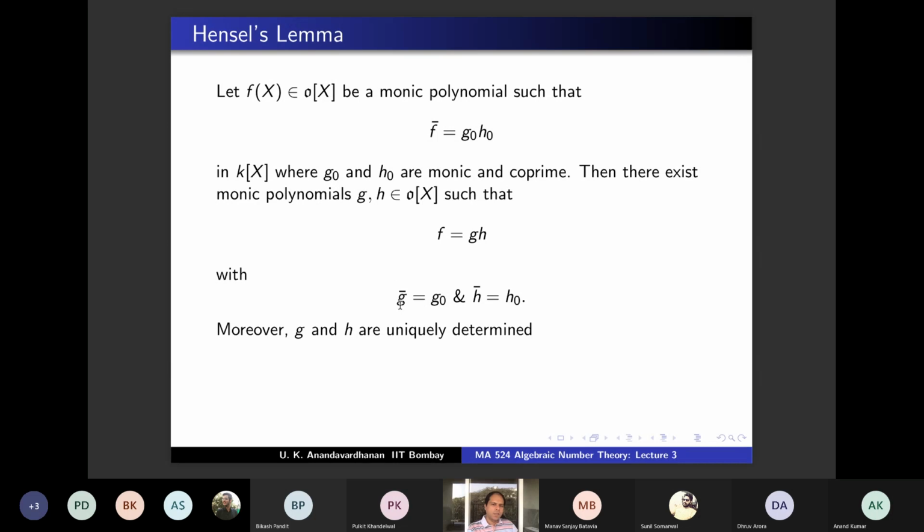Okay, so sometimes this is useful. So if you have a factorization after reduction modulo M, then you have a factorization here. Moreover, you have some control on the factorization. You have G bar is G0 and H bar is H0. So factorizations can be lifted to characteristic 0. Okay, that's one way of saying it. I have in mind again number fields, p-adic fields, but it can be lifted. Yeah, that's this Hensel's lemma.